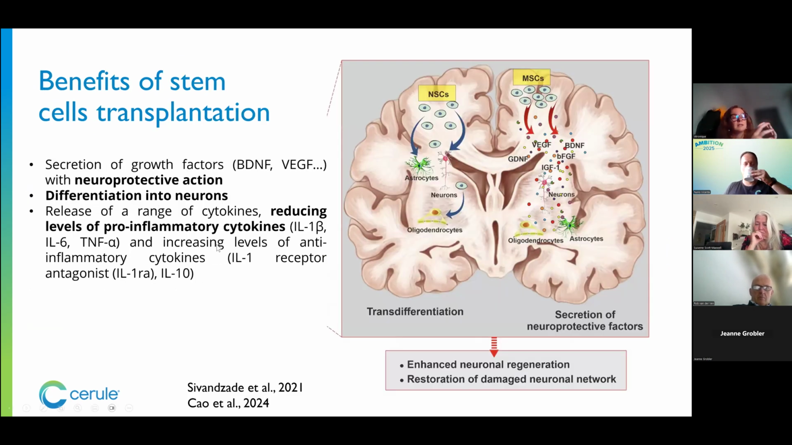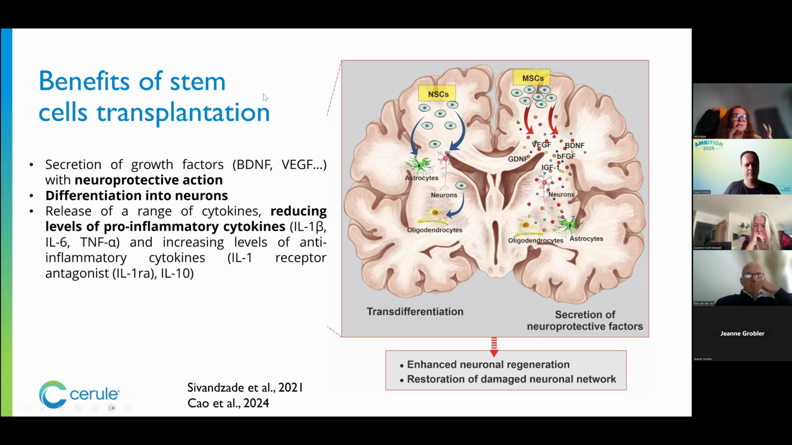So we can summarize that stem cell mobilization will improve the capacity of repair and regeneration. The stem cells can differentiate into neurons. We have also a secretion of growth factors with neuroprotective action, and we have also anti-inflammatory action.